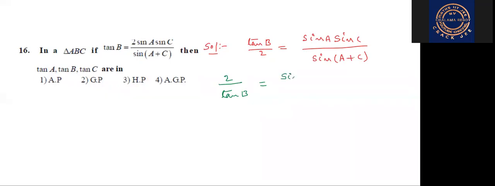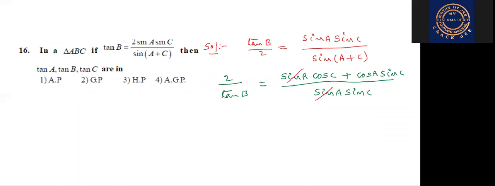Now what is the sin A plus C formula? Sin A cos C plus cos A sin C divided by sin A sin C. I have just written it in reverse and applied the formula in the right hand side numerator. Now on the right hand side, split the terms. First term, what happened? Sin A cancels. Cos C divided by sin C. What is that? Cot C.